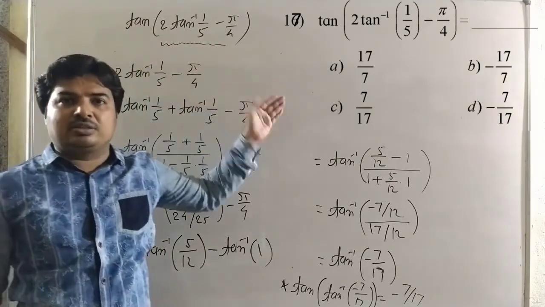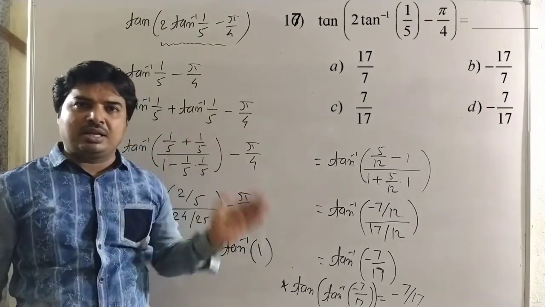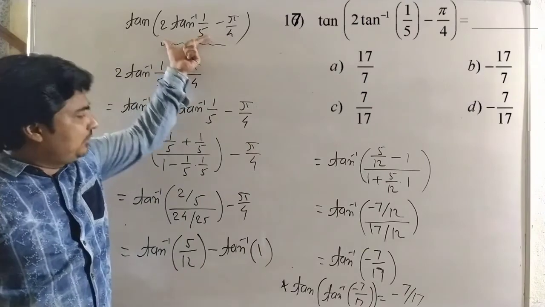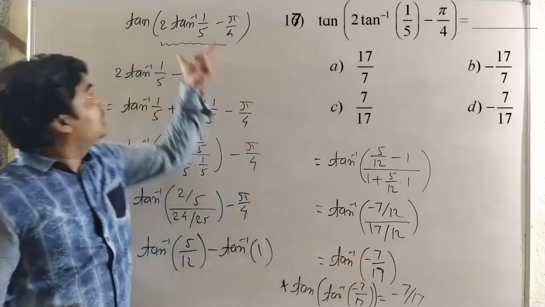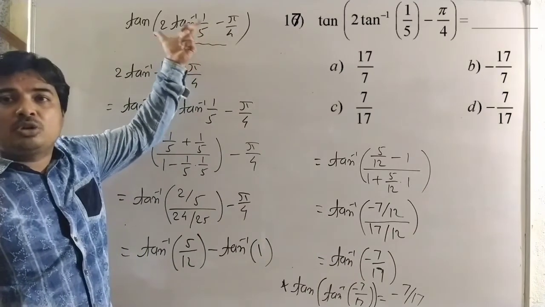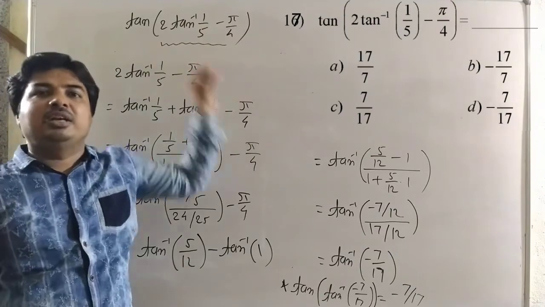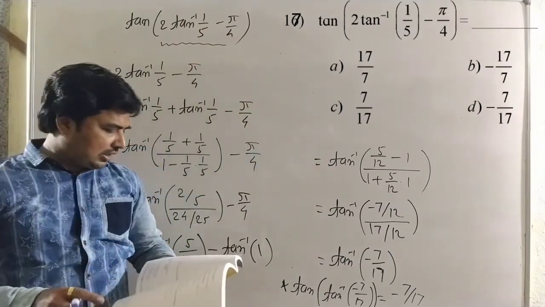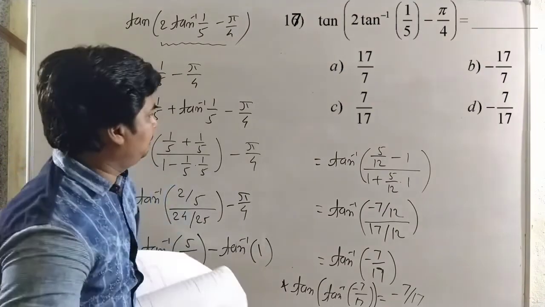Tan of tan inverse x is equal to x. Here is the property of the inverse trigonometric function. Tan of tan inverse x is equal to x, so here we put tan inverse of minus 7 upon 17. Tan of tan inverse minus 7 upon 17 is minus 7 upon 17, and our answer is D. Okay, now the next.